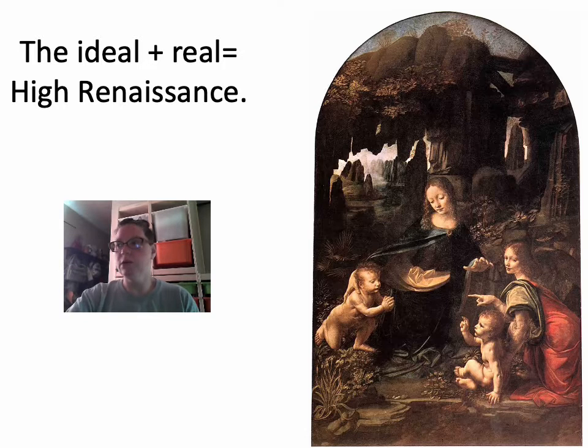Typically we can break down each style by listing the stylistic characteristics of the era. For example, we know that High Renaissance art in Italy is characterized by two major elements, the idealistic and the realistic. So idealism plus realism equal High Renaissance, and I'm going to show you how in just a moment.